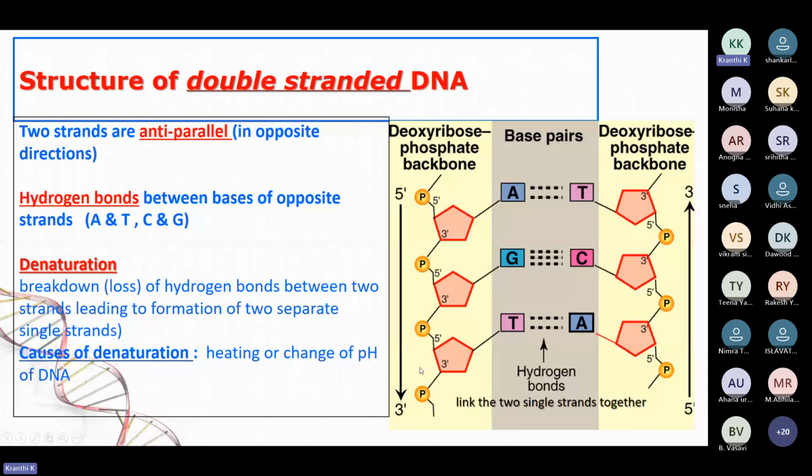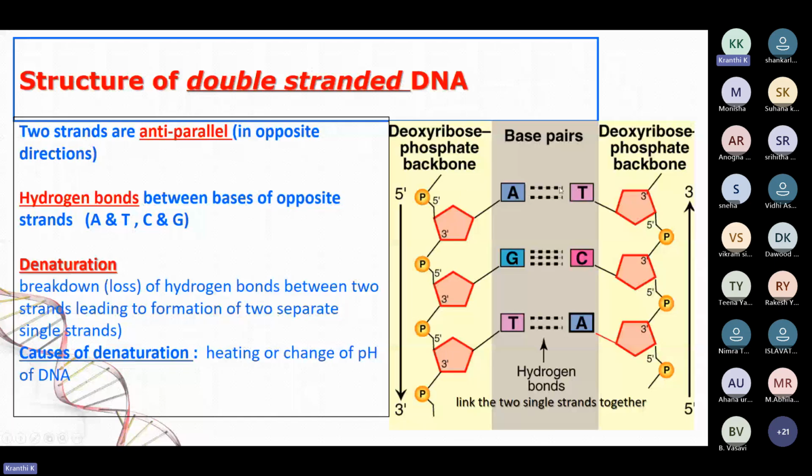So this is the backbone. Here also the same, but this is the 5-3 direction, and this is the 3-5 direction, the opposite direction. It is coming from the 5-3 direction, and it is also coming here from the opposite direction, oppositely coiled. So this is the backbone of one strand, and this is the backbone of the other strand. What's the backbone here? The phosphate and sugar.